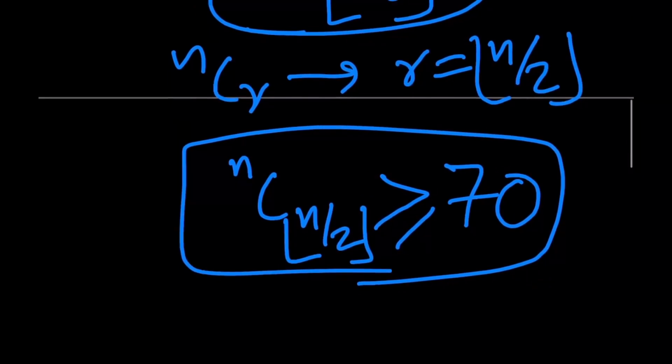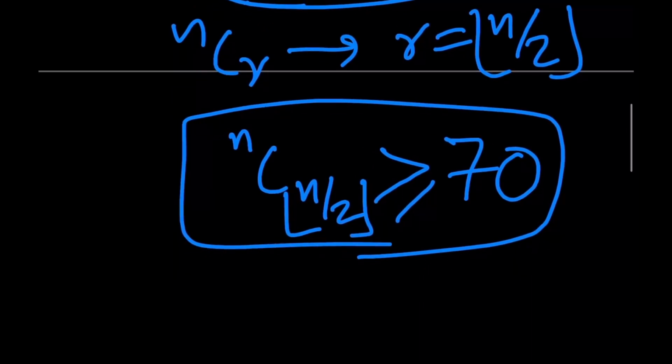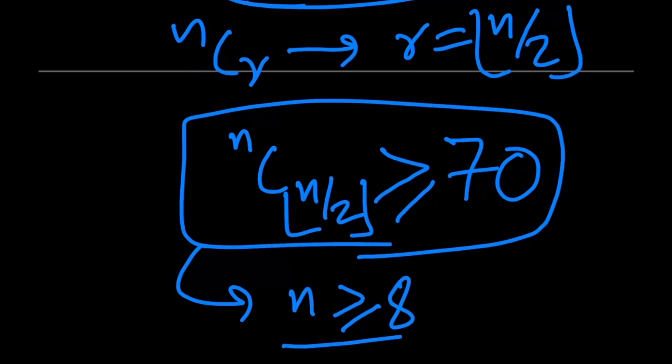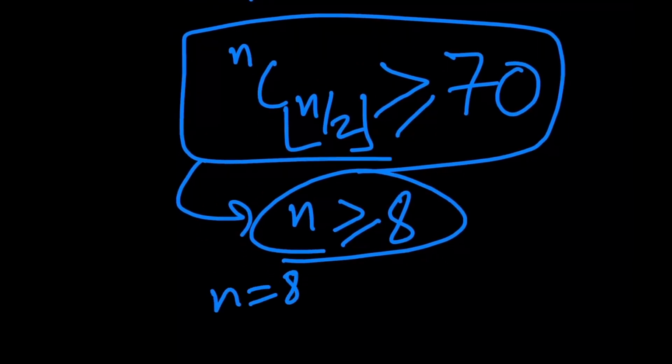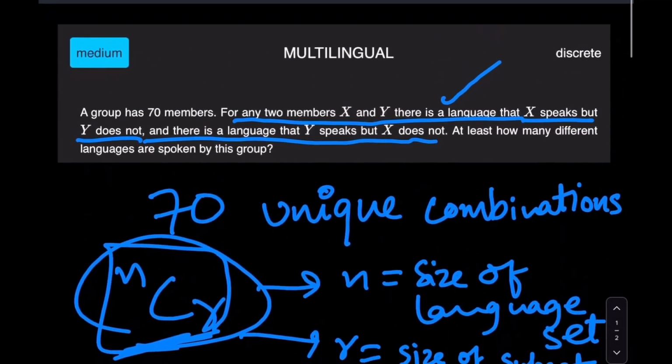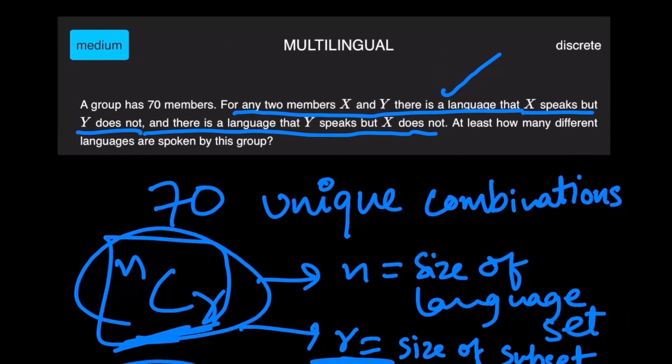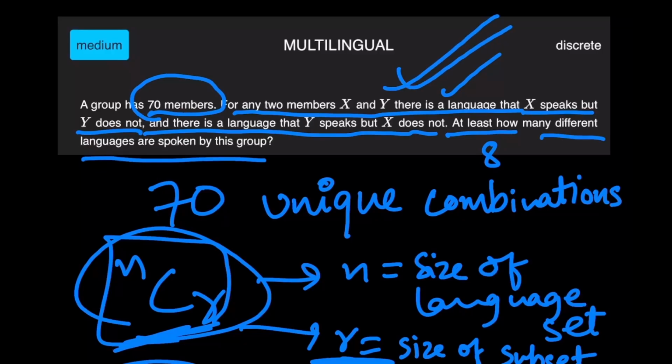And now it's just a case of trial and error. And you'll soon realize that for n greater than or equal to 8, the above equation satisfies. So the answer to the problem is n equals 8. Or basically, to answer the given question, we will need at least 8 different languages to be spoken by this group in order to create 70 unique subsets where this constraint is satisfied. I hope you guys understood the solution, and thanks for watching.